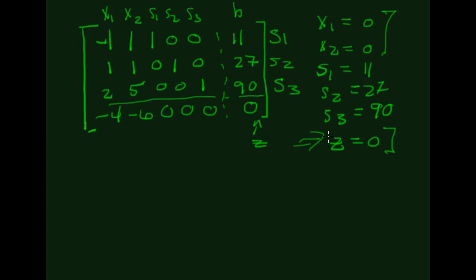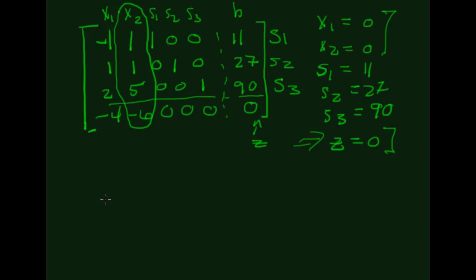Finding the entering variable is not hard. The entering variable is the column with the most negative value at the bottom. So this is going to be the x2 column here. It has negative 6 at the bottom. So x2 is my entering variable. One of these slack variables is going to go away, and x2 is going to take its place. Now the question is which slack variable?